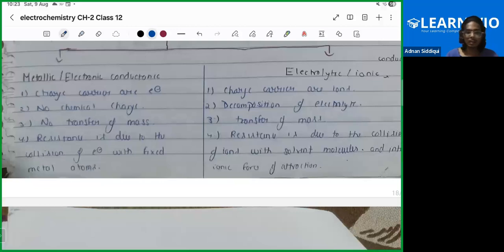In metallic conductor, no transfer of mass is observed, but in electrolytic, transfer of mass is observed. Basically, ions are traveling. Am I audible? Yes, sir.